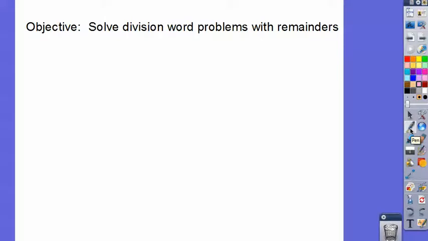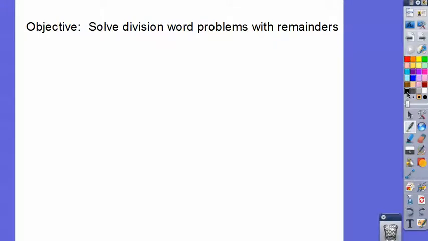So today what we're going to be looking at is somewhat of a review. We're looking at solving division word problems with remainders. Part of what I'm going to be doing today is not only solving it, but showing you how to illustrate your thinking and ways to process the information. So let's start with something really simple without a remainder.